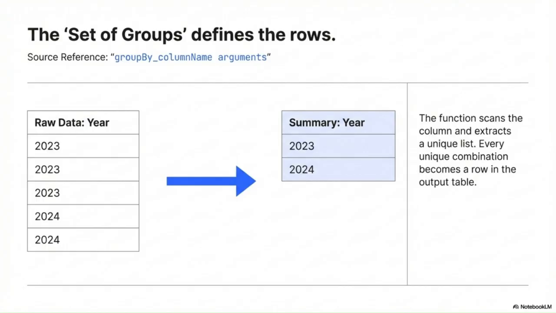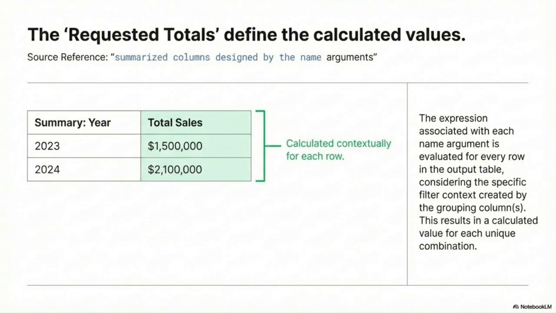The grouping columns determine how many rows the result will have. Each unique combination of the grouping columns becomes a row in the summarized table. This is similar to how SQL GROUP BY works. Every unique group produces one row. The calculated expression defines the values for each group. These expressions are evaluated in the context of each group, allowing you to calculate totals, averages, or other metrics. This is what makes summarize extremely powerful for analytical reporting.